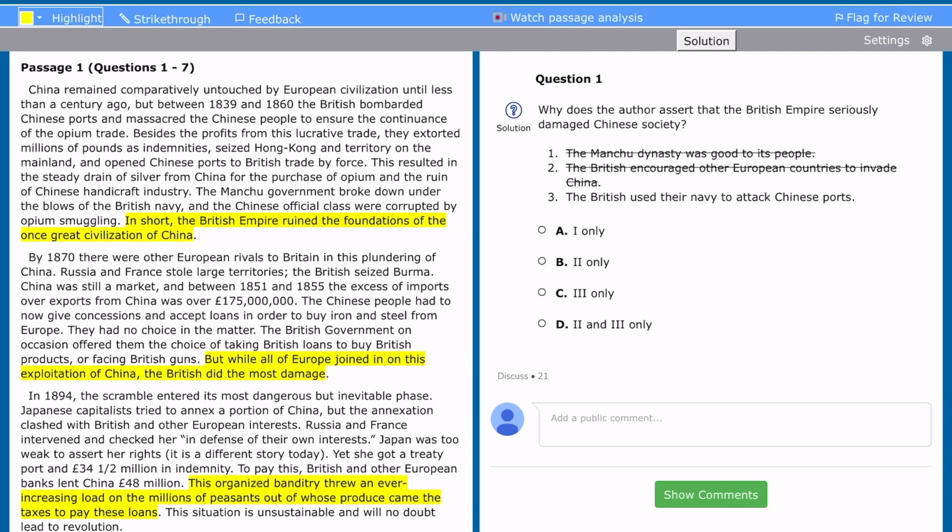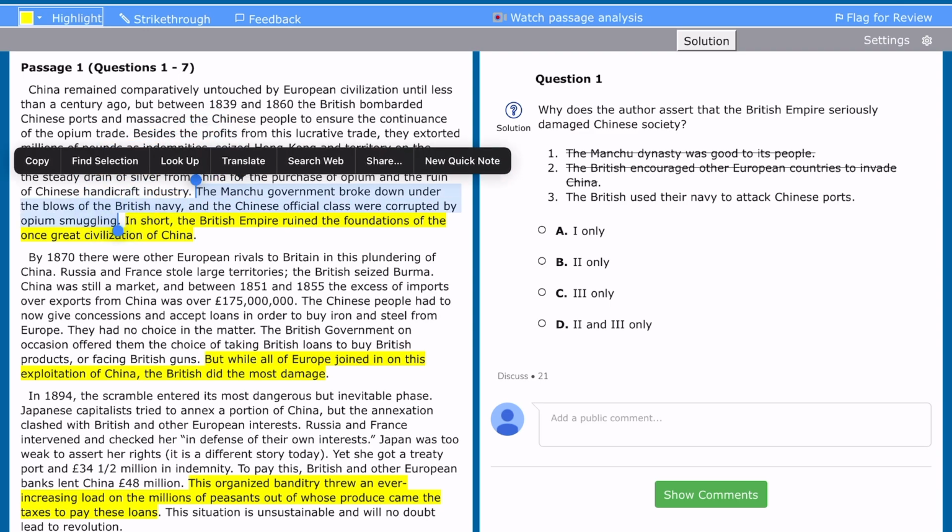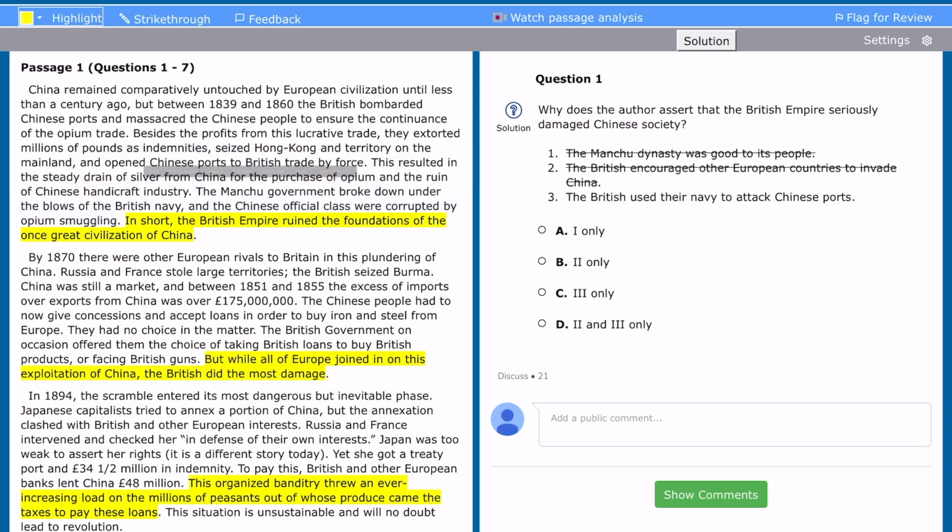They talk about the steady drain of silver from China for the purposes of opium. The Manchu government broke down under the blows of the British Navy, and the Chinese official class were corrupted by opium smuggling. In short, the British Empire ruined the foundations of the once great civilization of China. Again, the Navy is attacking them, and that's causing this ruining of the foundations. So the correct answer choice is number 3, answer choice C.